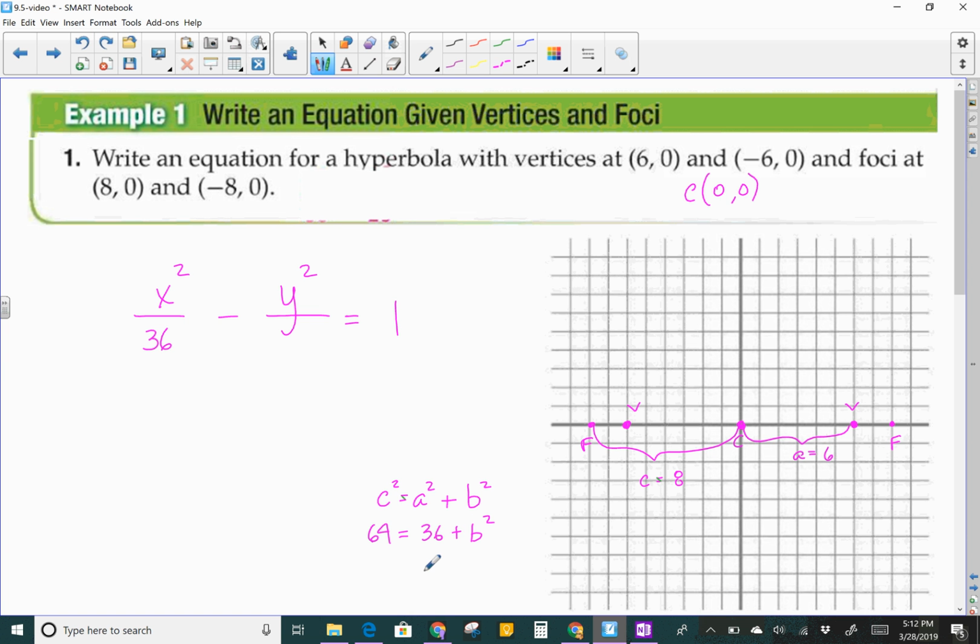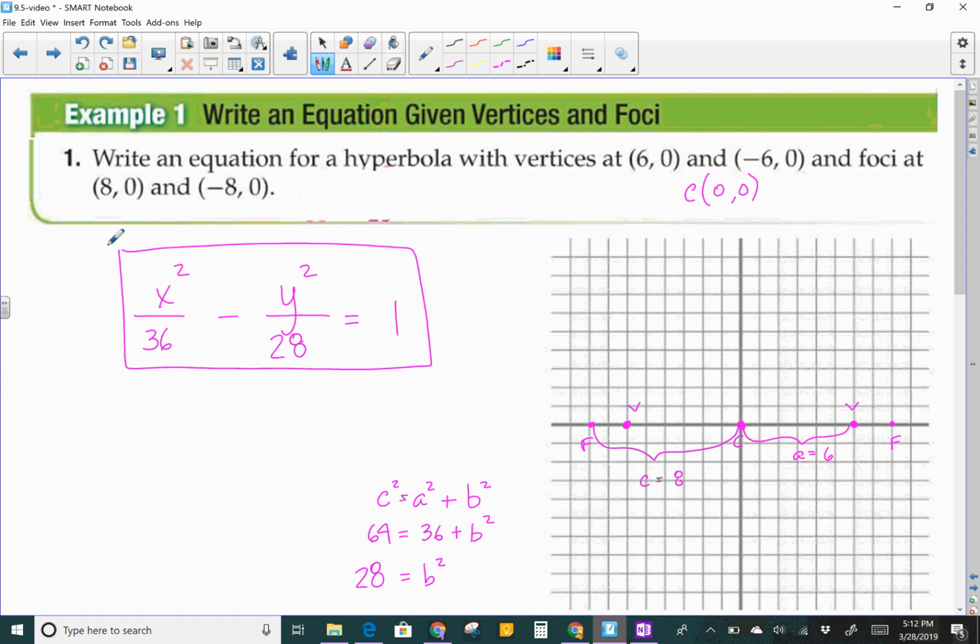Plus b squared. So b squared equals 64 minus 36, which is 28. So if all I had to do is write the equation, I'm done. Now, I don't have to graph it, but just to give you lots of examples in graphing, I'm going to go ahead and graph it.